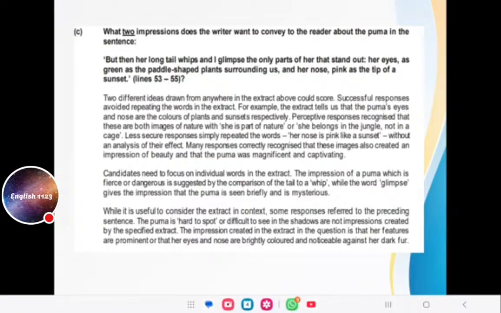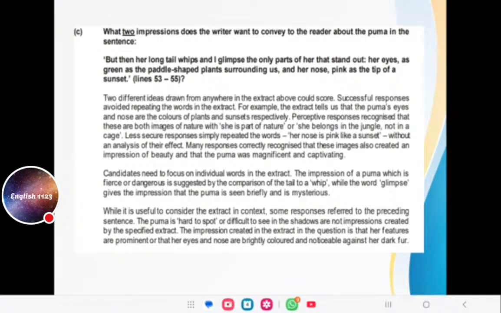Like I told you, the word whip is here, the word glimpse is here, then her eyes are here, surrounding plants, and this is the whole sentence that nose and eyes are being compared to something. So candidates need to focus on individual words in the extract. The impression of a puma which is fierce or dangerous is suggested by the comparison of the tail to a whip, while the word glimpse gives the impression that the puma is seen briefly and is mysterious.